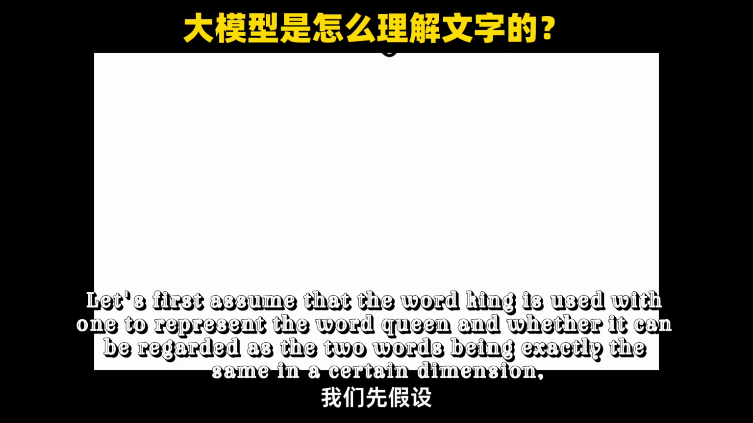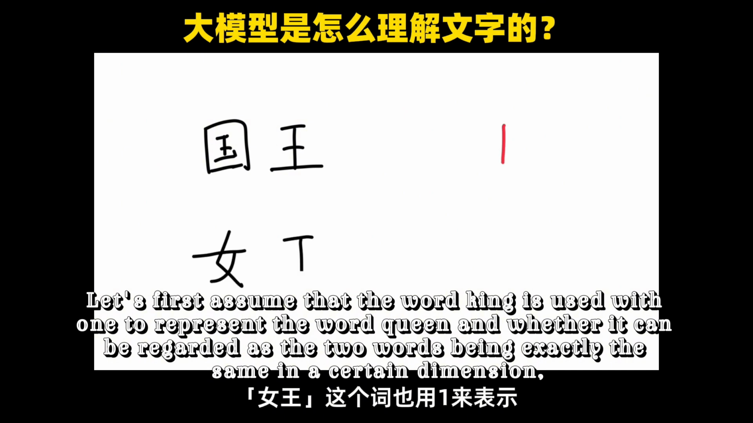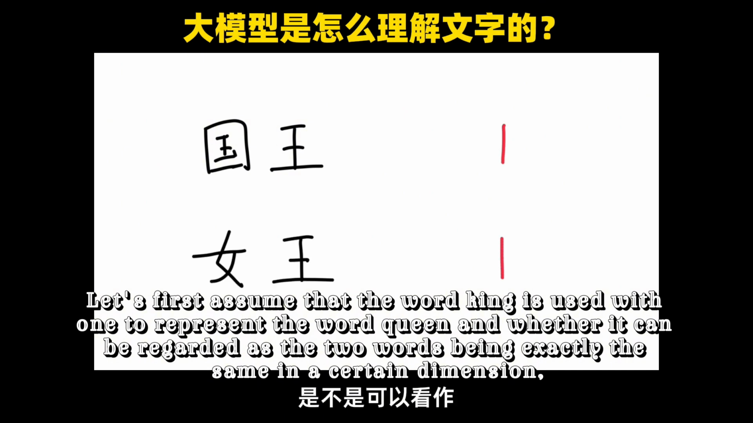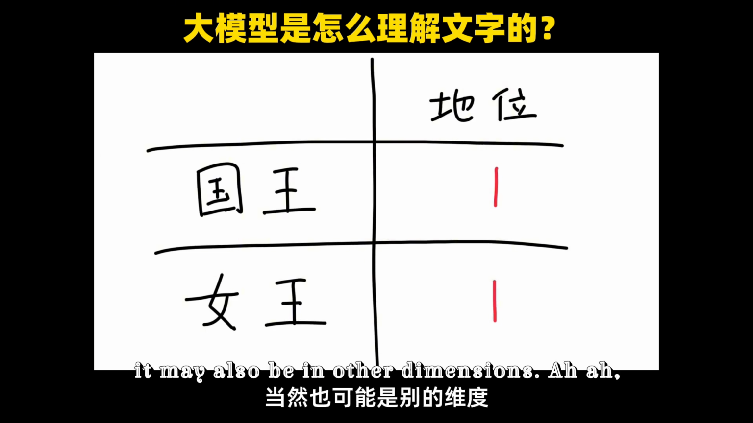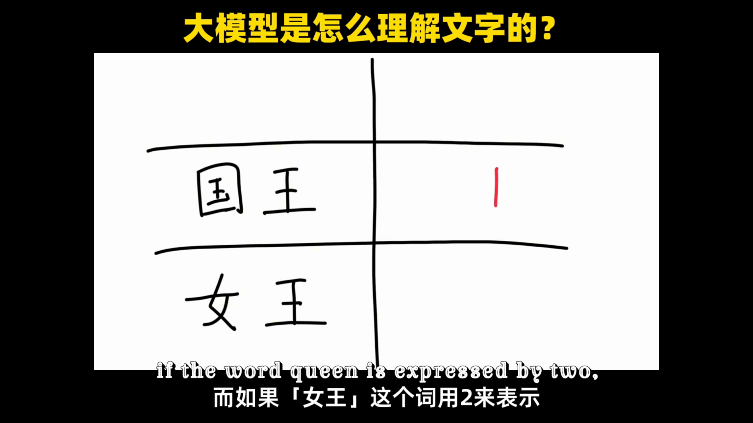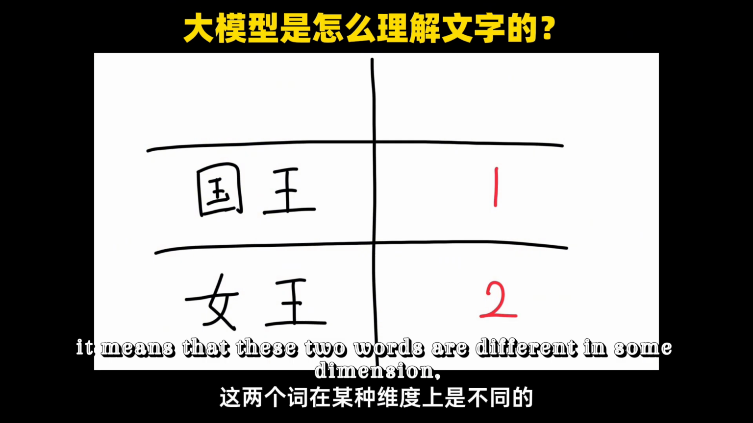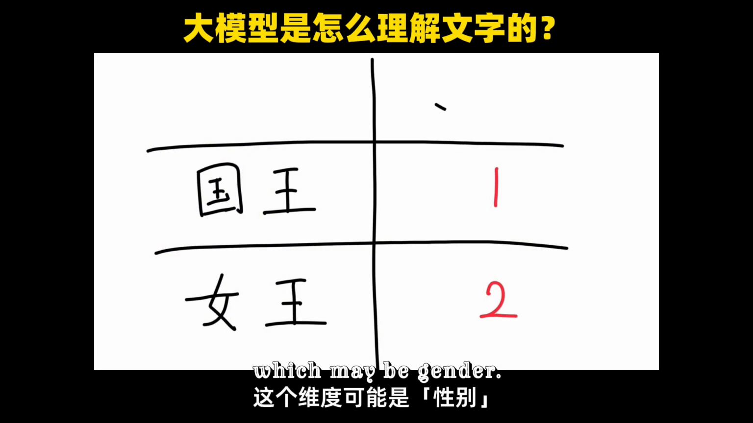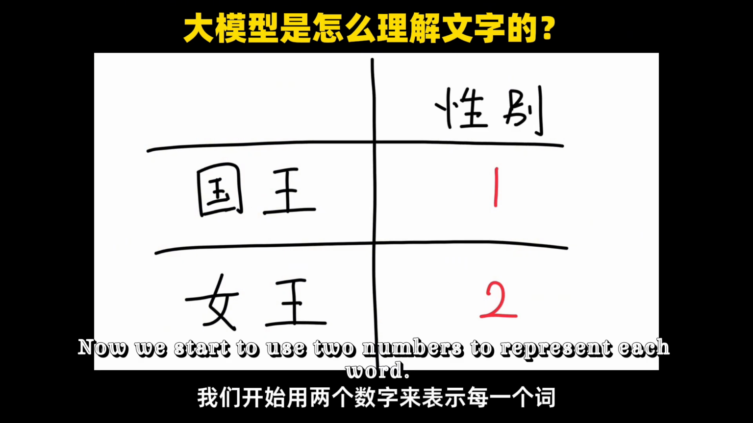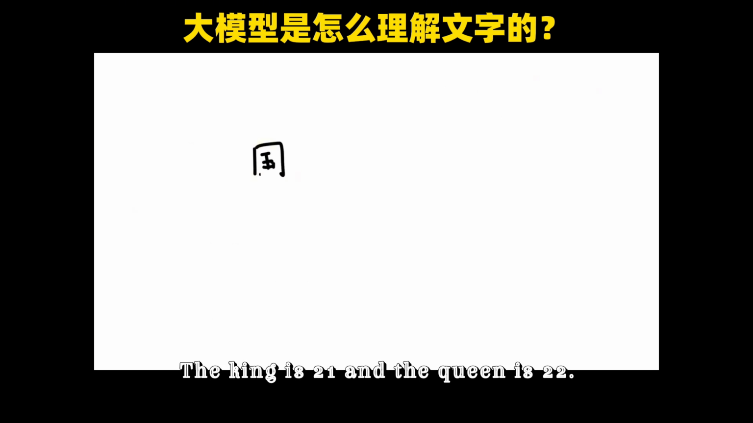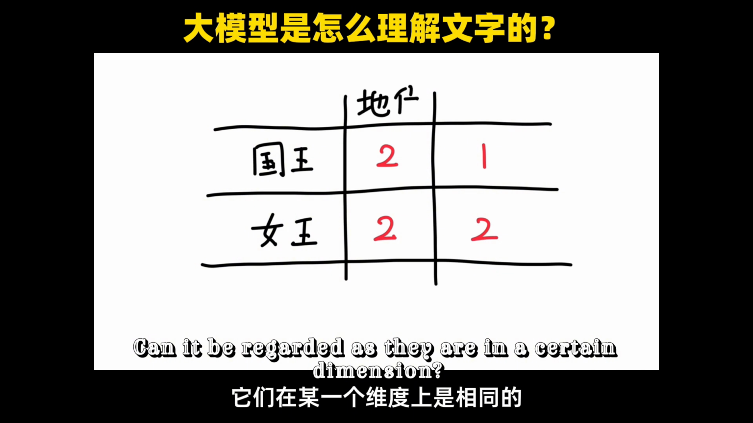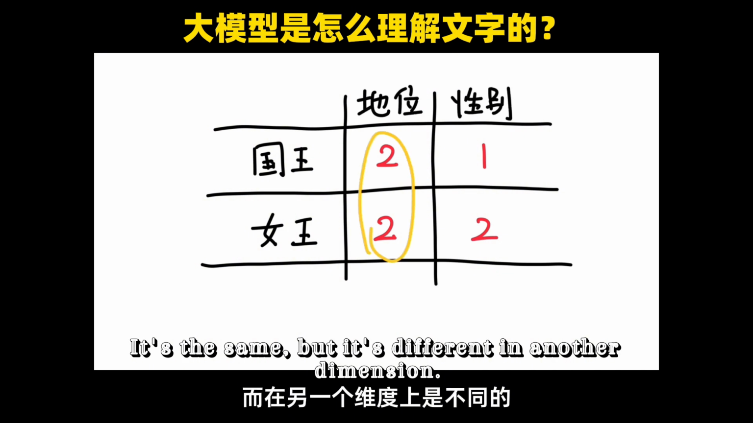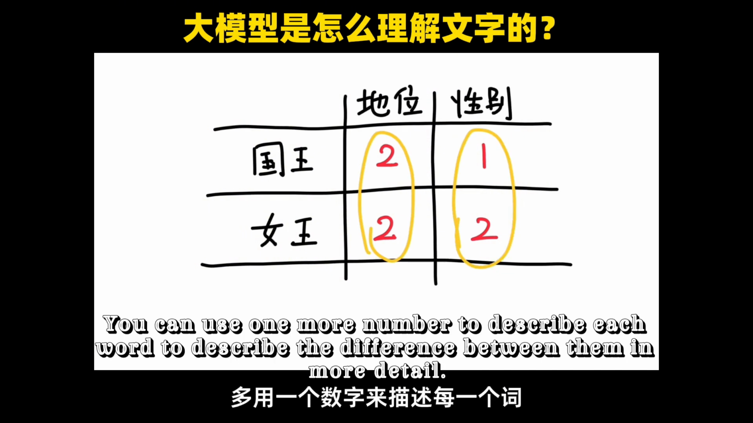Let's first assume that the word king is represented by 1 and the word queen also by 1. Can the two words be regarded as exactly the same in a certain dimension, such as status? Of course, it may also be in other dimensions. If the word queen is represented by 2, it means that these two words are different in some dimension, which may be gender. Now we start to use two numbers to represent each word. The king is 21 and the queen is 22. Can it be regarded as them being the same in one dimension, but different in another dimension? You can use one more number to describe each word, to describe the differences between them in more detail.